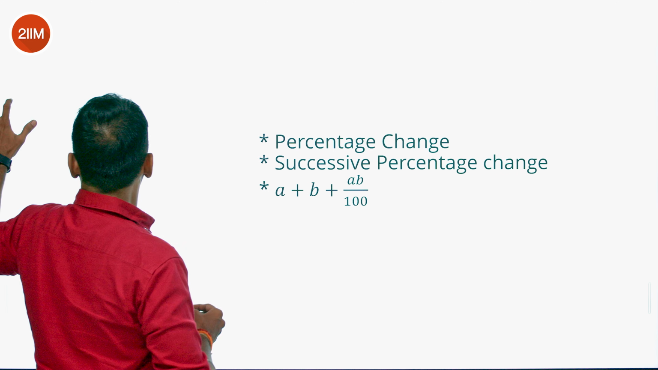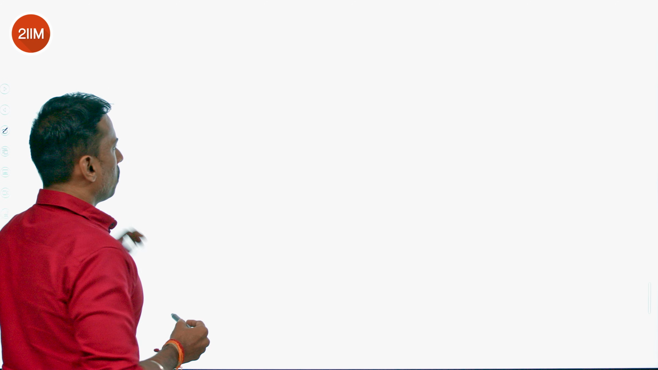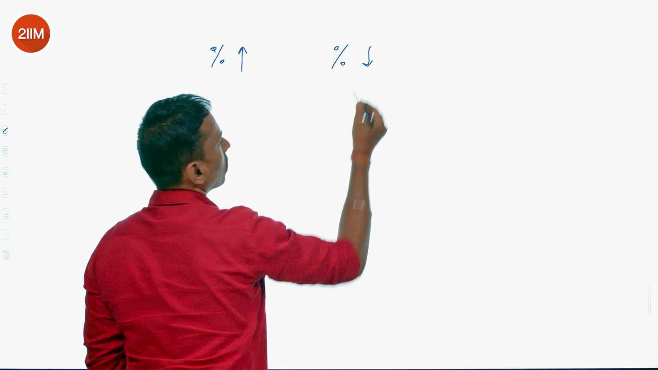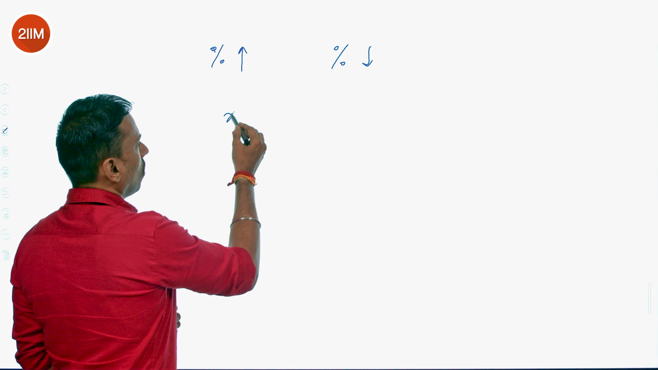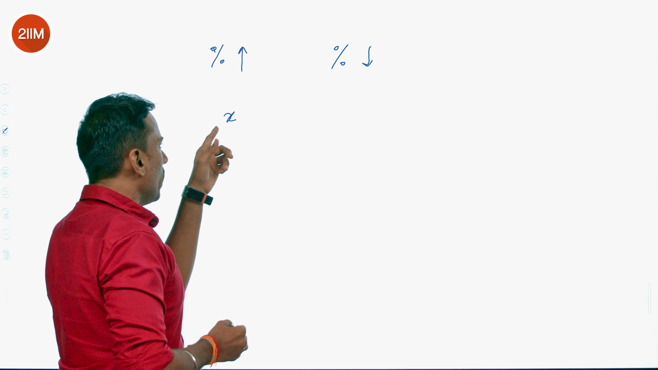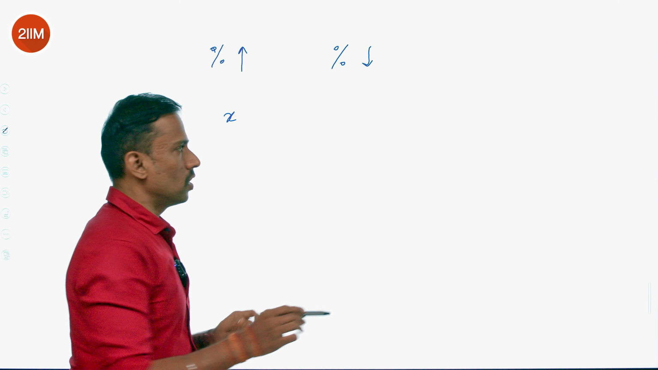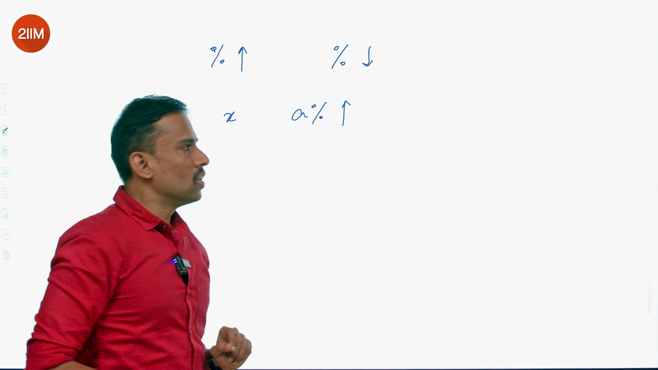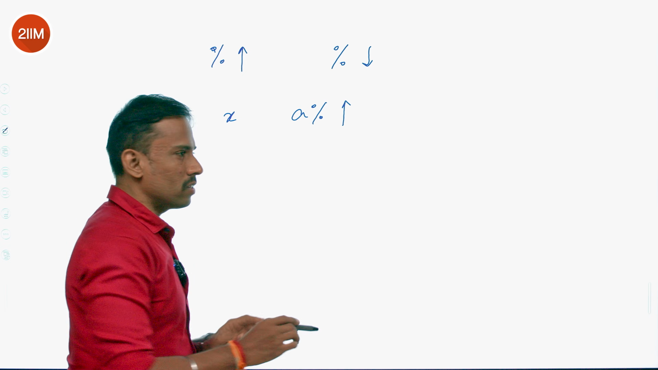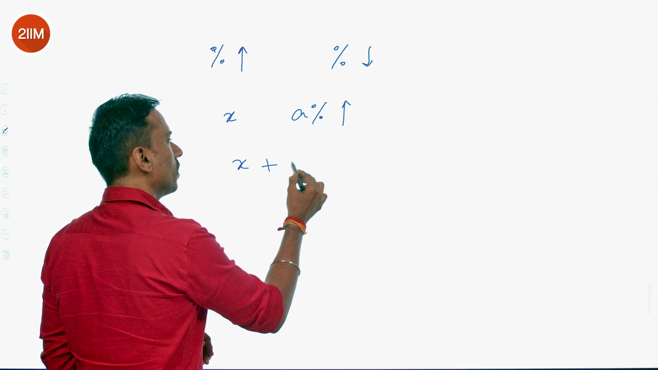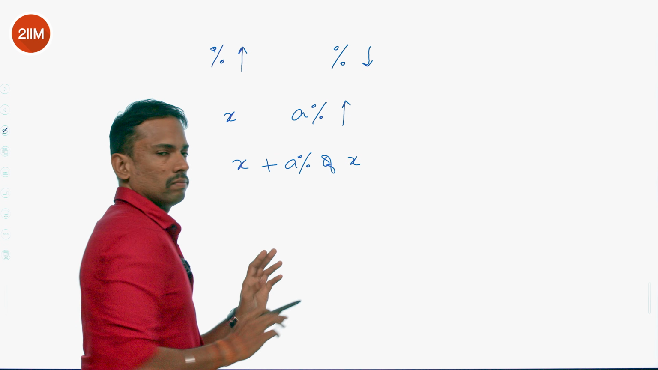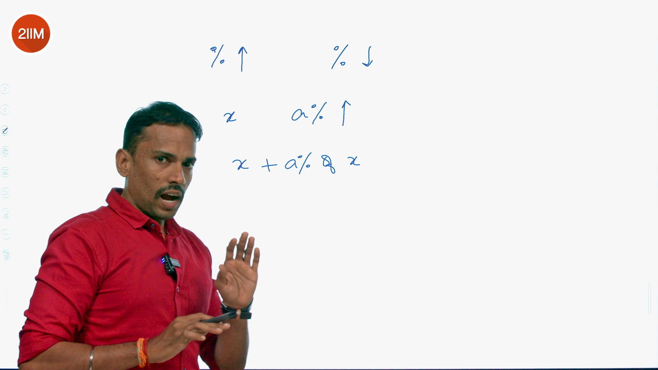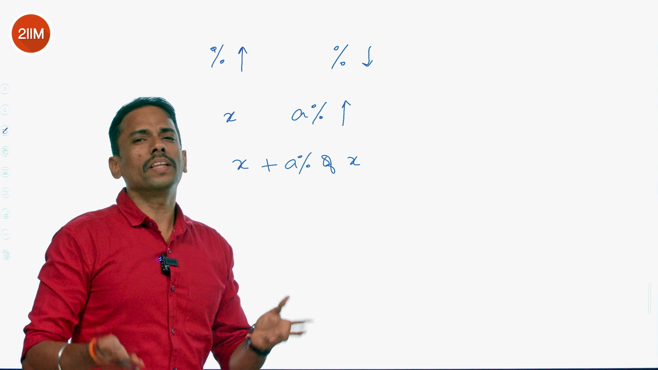So basically percentage change is either percentage increase or percentage decrease. When I say there is a quantity or a value x and this value x is going to increase by a percentage, I'll use an up arrow that indicates there's an increase. So x is going to increase by a%, which basically means x is going to be added with a percentage of x. All it comes to mean is I'm going to add a% of x with x itself.